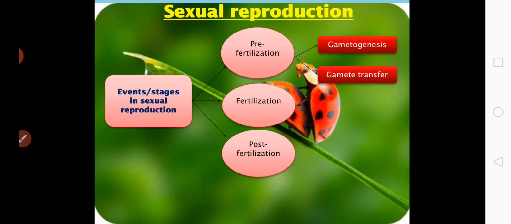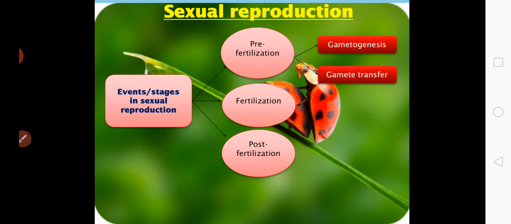Moving on to the next concept, that is events in sexual reproduction, or stages in sexual reproduction. Sexual reproduction, as I said before, is called biparental reproduction because for the process of reproduction it requires two parents. Now let us see the stages of sexual reproduction. It involves three main stages.